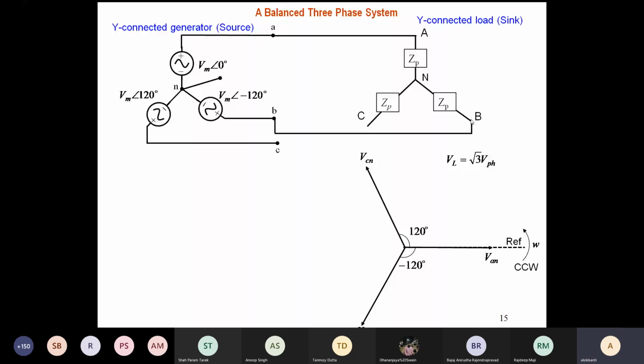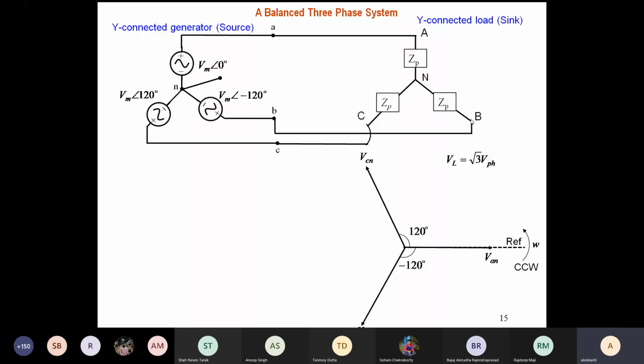What does the subscript P stand for here? ZP. P is phase. Impedance per phase. I have given you the phase-wise impedance. But all of them together in the star connection is basically the three-phase load.